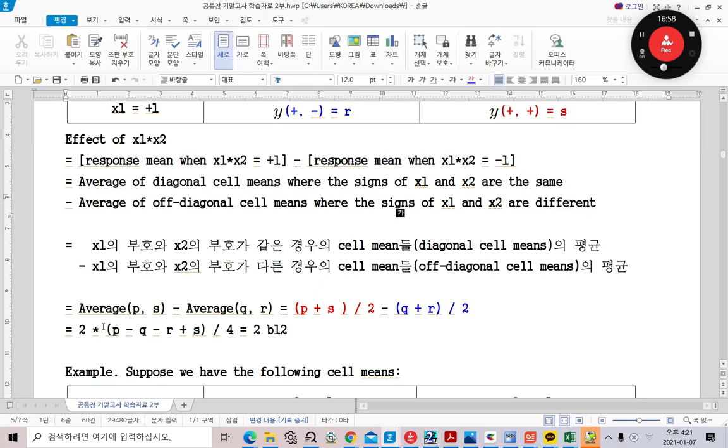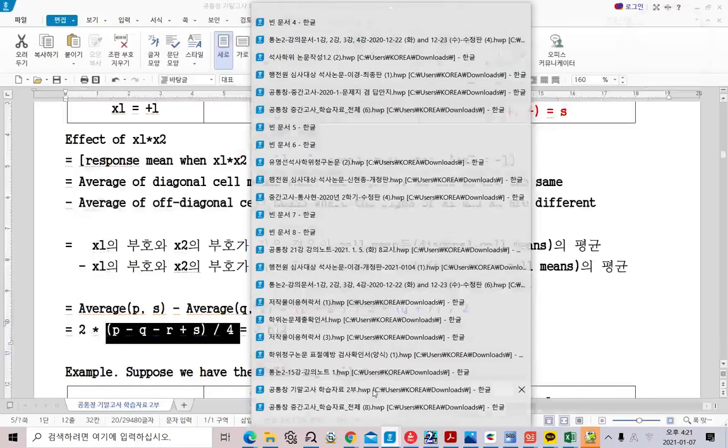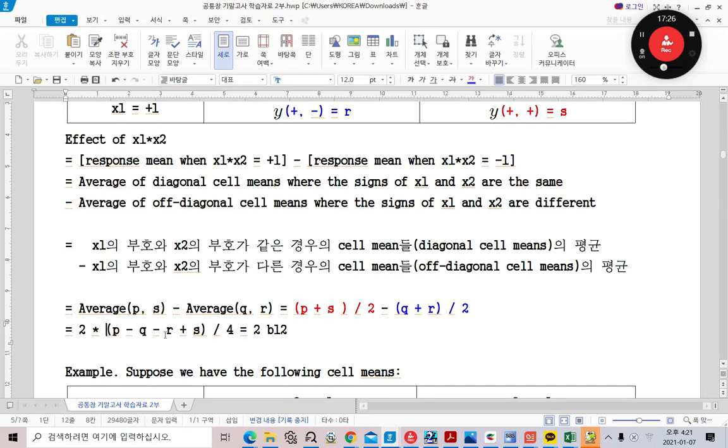Why? Because P minus Q minus R plus S divided by 4 is B12. Look at this. B12 equals P minus Q minus R plus S divided by 4. So again, the effect is 2 times the coefficient. The effect of x1 times x2 is 2 times B12.